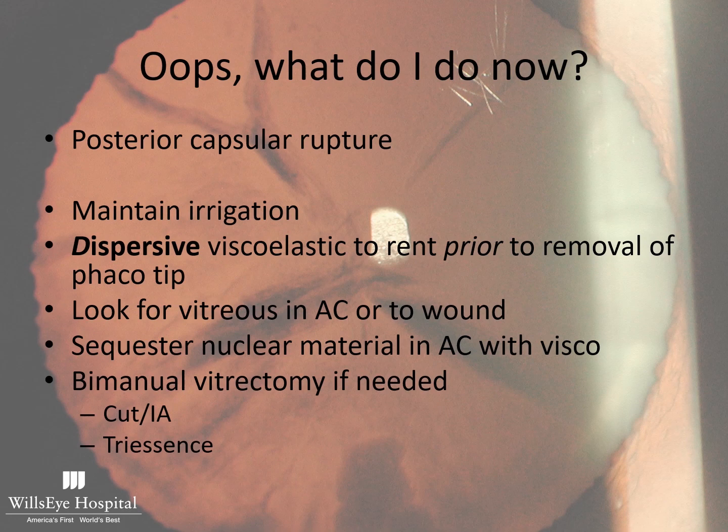In a best case scenario, if you notice there's a rent, place some Triesence into the eye after placing a small depot of viscoelastic at the area of the rent. And then that way the Triesence can circulate through the anterior chamber and stain the vitreous. If you have a lot of viscoelastic in the anterior chamber already, it is hard for the Triesence to adhere to the vitreous amongst the viscoelastic.